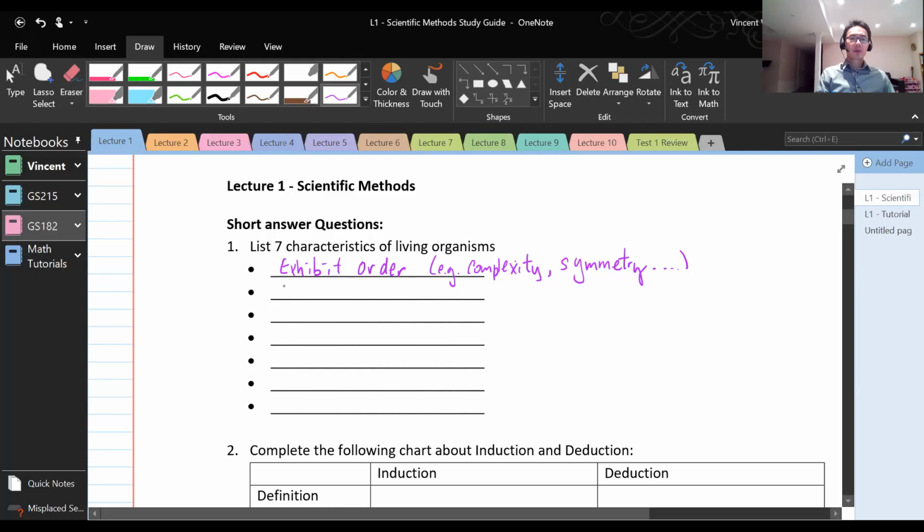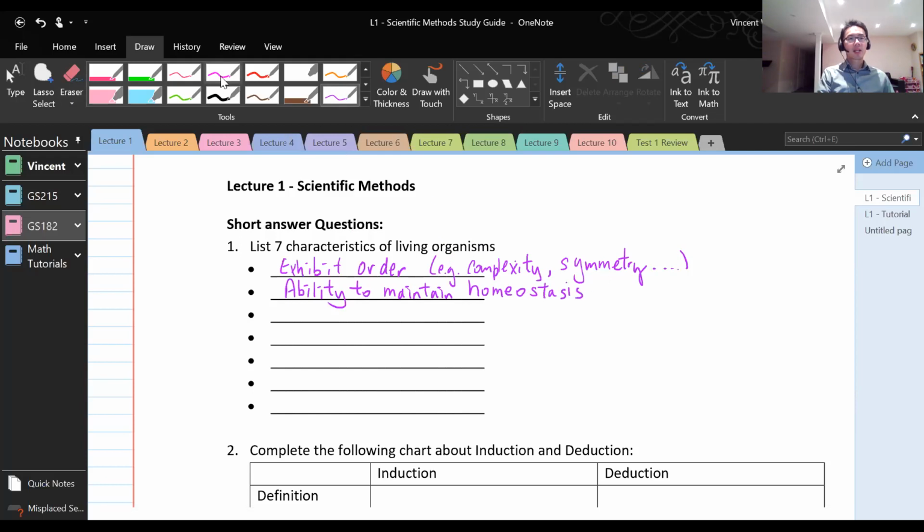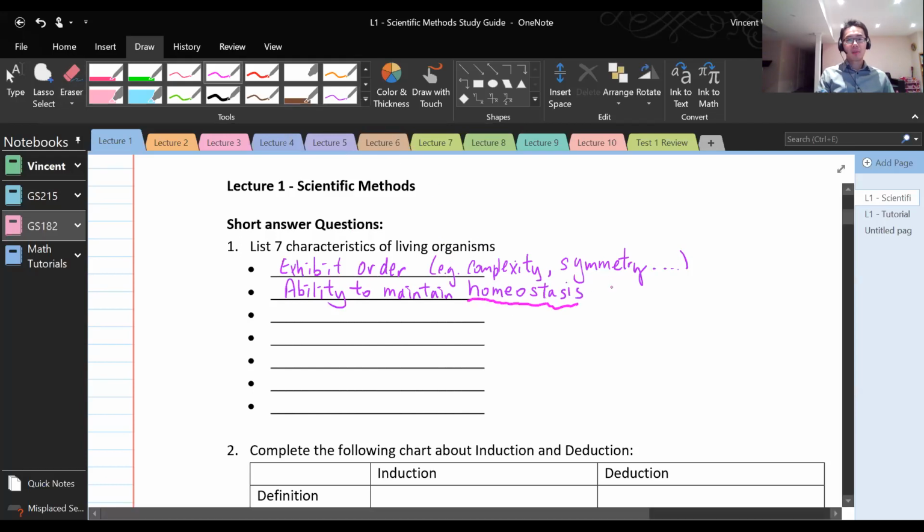Okay. Another characteristic is the ability to maintain homeostasis. Okay. Can someone explain to me what is the meaning of homeostasis? It means everything is like balanced, even. Yeah, very good. Okay, so homeostasis means an internal balance, internal equilibrium. Okay, which basically means balance.